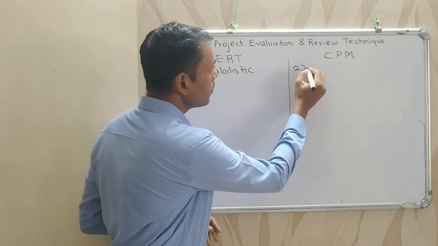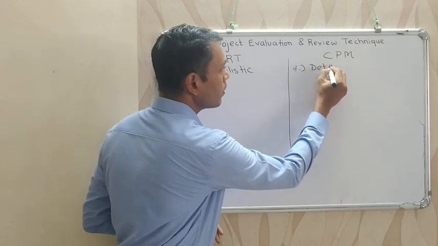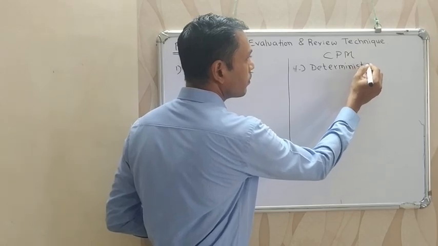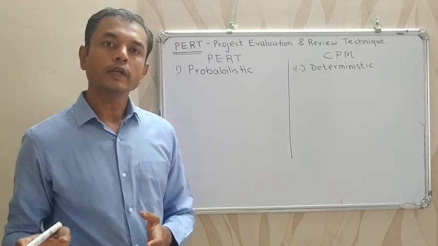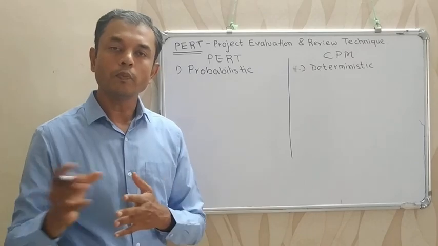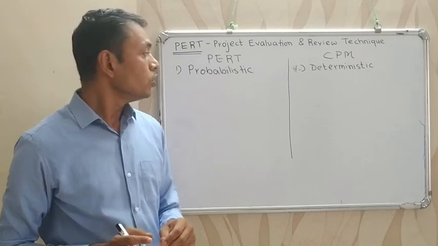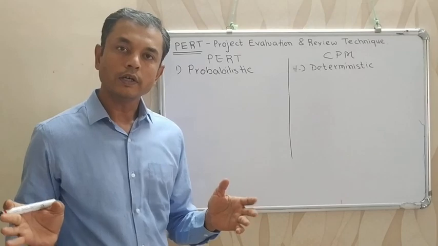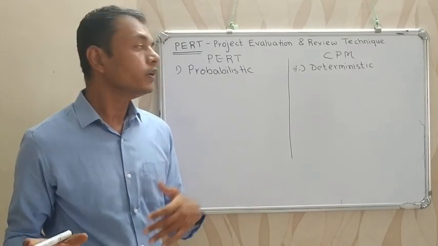CPM is deterministic. Probabilistic means the duration of activity is not fixed. It cannot be determined because of many uncertainties. There are chances of change in project duration, so that we tackle in the probabilistic model. But when it is certain that a particular activity takes particular days, then it is called deterministic.